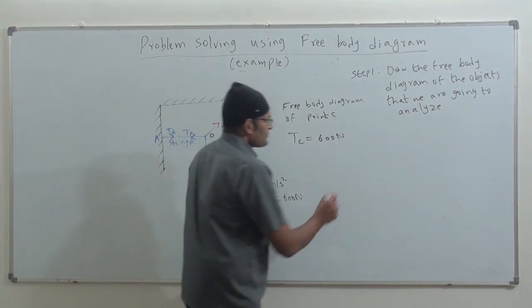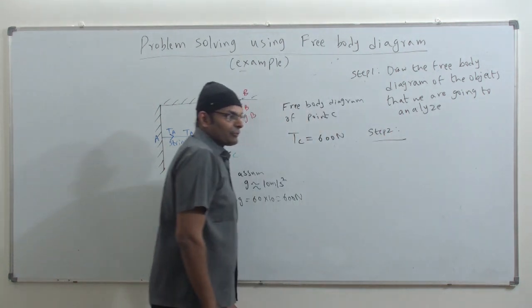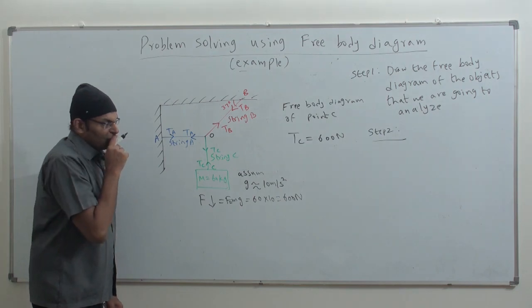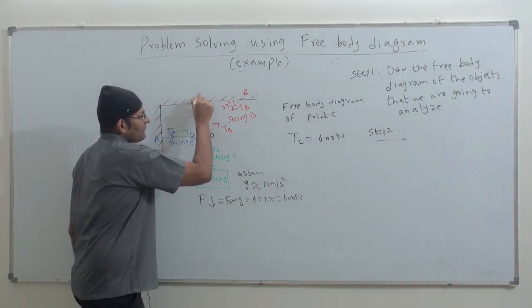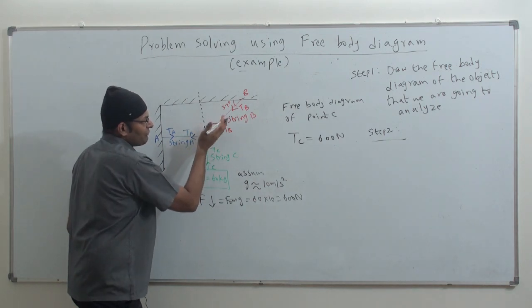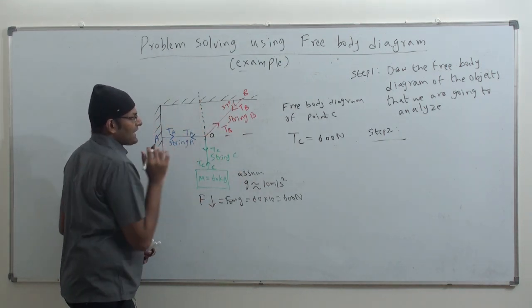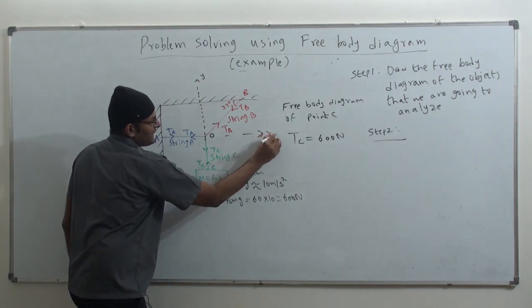Now what is step 2? Step 2 is to find out the coordinate axes. Now this is very important, to establish coordinate axes. It is very important because when you have a string making an angle of 37 degrees, it's always convenient to draw the axes. So let this be the y-axis, this be the x-axis.